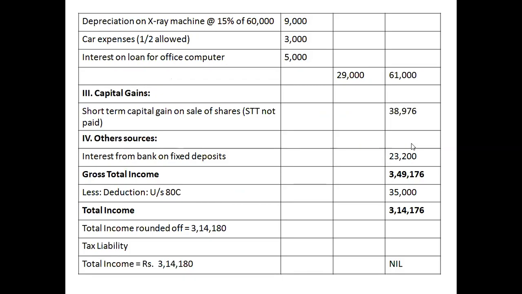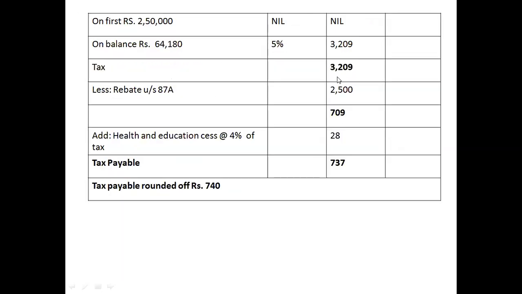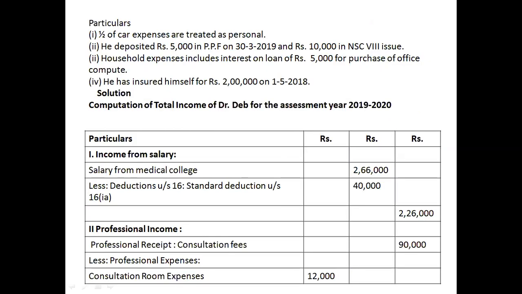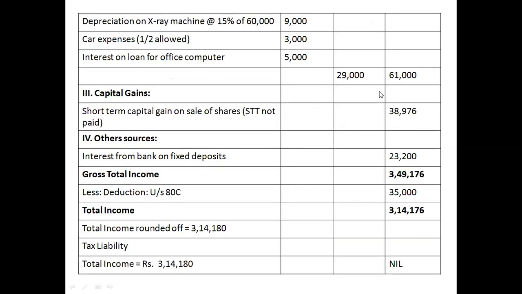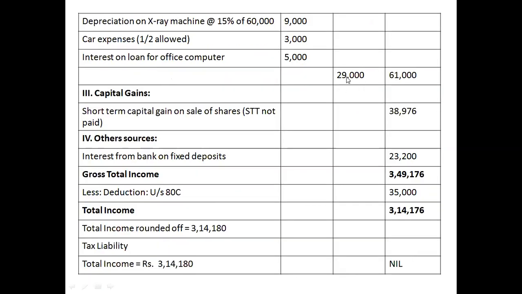So 6,000 into 50%, you will get 3,000 rupees, or 6,000 into half is allowed. Interest on a loan for office computer. What is office computer? We have 5,000 rupees. So this 5,000 rupees will be a professional expense. So when you add all this, that is 9,000 plus 3,000 plus 5,000, and here you have one more expense, 12,000, you will arrive at 29,000 as your expenses. So here, 90,000 minus 29,000, you will get your 61,000 rupees.